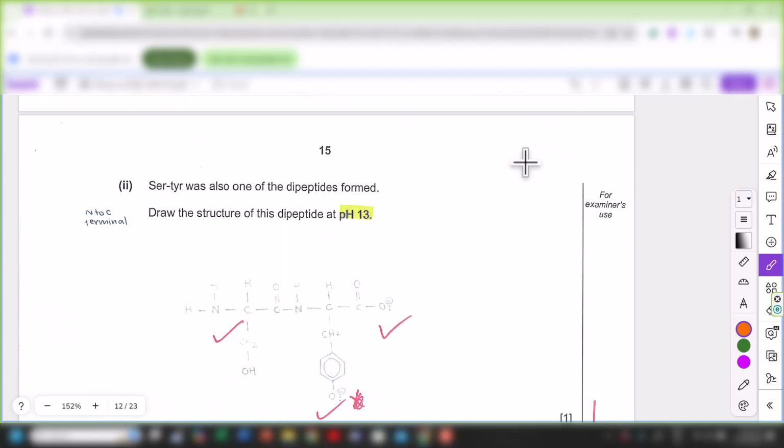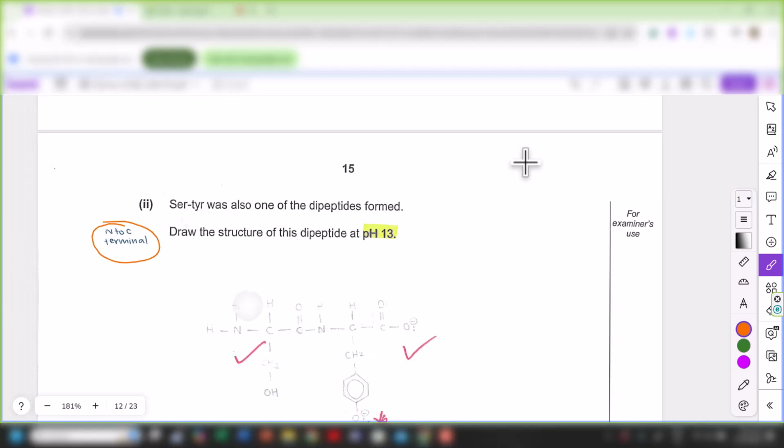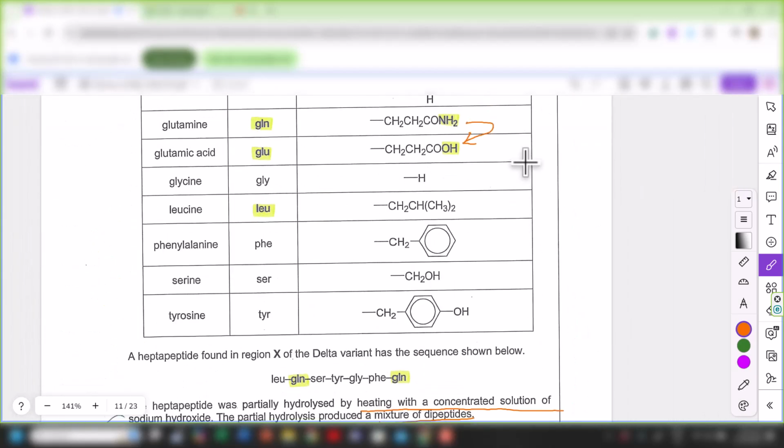Then they also mentioned that SerTyr, serine, tyrosine, is one of the group. Again, I told you before in tutorial, when you draw, draw from the N to C terminal. Of course, the student wrote it nicely here, N to C terminal. So just draw from N to C terminal, no need to ask any question. Basically, use the data here.